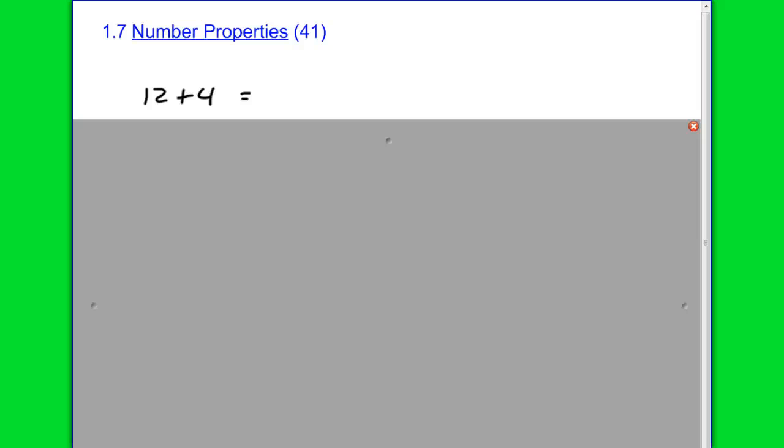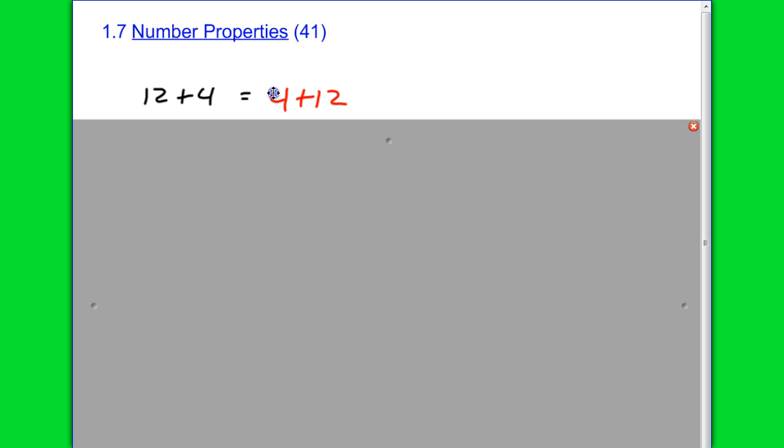Okay, so today we're in 1.7 number properties, and actually I want to think about this expression that you see, 12 plus 4. Is there another way we could write this expression and it would be equivalent to 12 plus 4? I think you all know what that equals. It equals 16. So don't write this as 16, but how could you rewrite that so that it is still the same? Adrian? 4 plus 12.